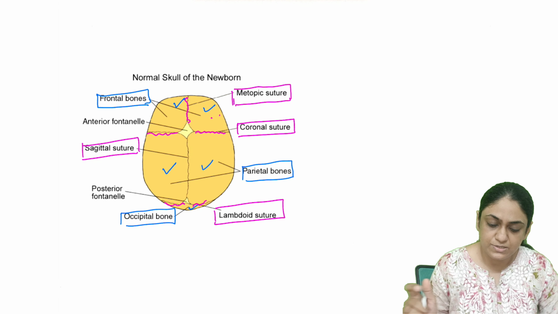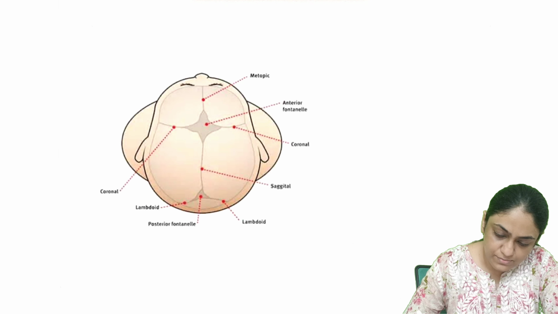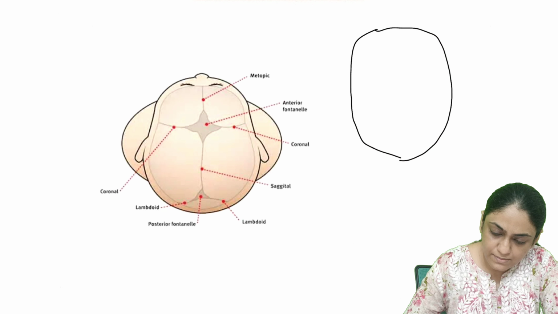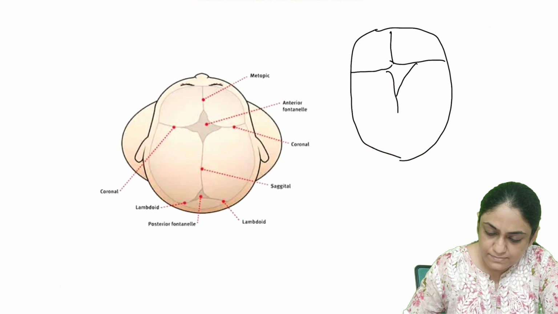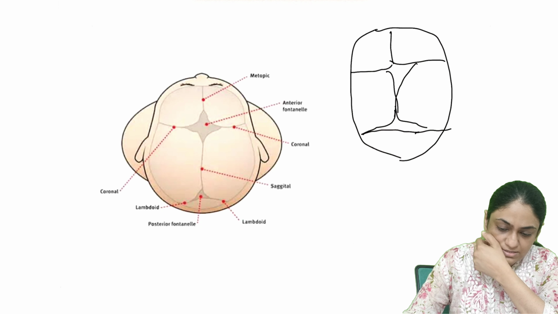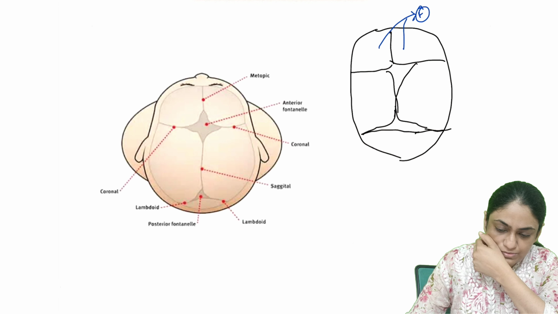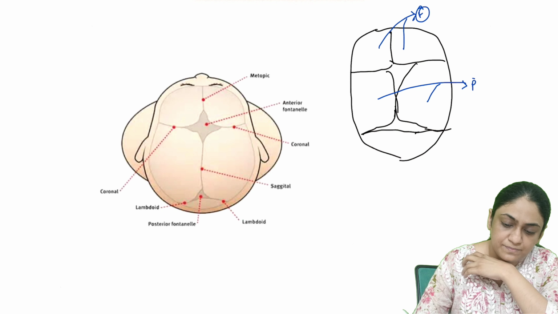Now let's understand this better. Suppose this is the skull. Let me draw a skull for you. My drawing is not very good, but still I'm trying. These are 2 frontal bones. These are 2 parietal bones. And this is our occipital bone.